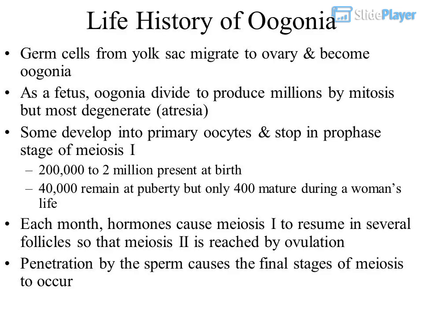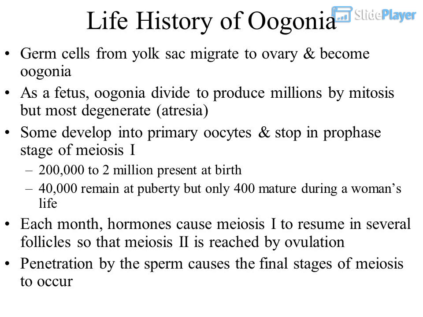Life history of oogonia. Germ cells from the yolk sac migrate to the ovary and become oogonia. As a fetus, oogonia divide by mitosis to produce millions, but most degenerate, called atresia. Some develop into primary oocytes and stop in prophase of meiosis I. 200,000 to 2 million are present at birth. 40,000 remain at puberty, but only 400 mature during a woman's life.